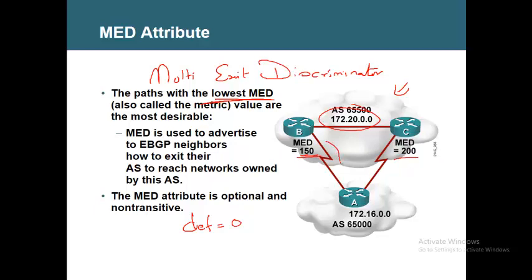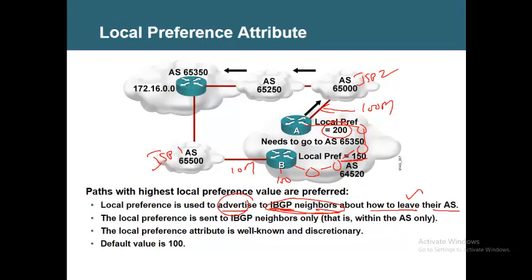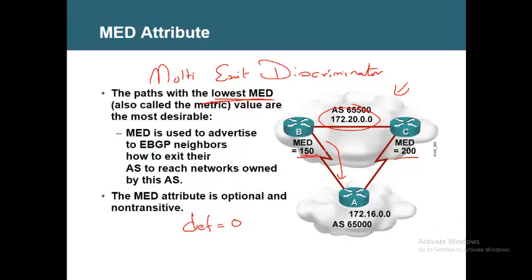B is advertising to EBGP. You see, local preference is advertised only to IBGP neighbors. Thus MED is advertised to EBGP neighbors. MED is telling A, if you want to come to me, the MED value is 150. When C advertises this network, it says, hey, if you want to come through me, my cost is 200. My metric is 200. Which one do you prefer?